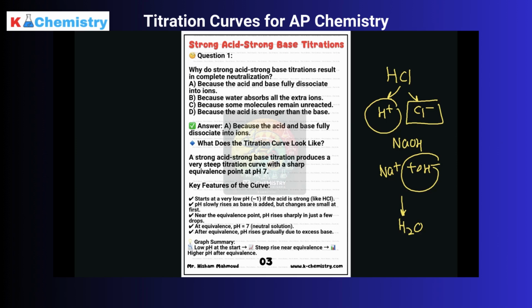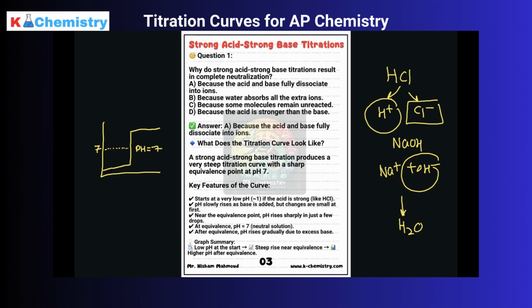What does the titration curve look like? A strong acid-base titration produces a very steep titration curve with a sharp equivalence point. At the beginning, I'm starting with a strong acid, so I'm at a very low pH here, and then there is a very steep, almost straight line, with a sharp equivalence point at pH 7. At pH 7 the titration is concluded, because the moles of acid and base are equal, so they form a salt and water. So this is pH equal to 7.